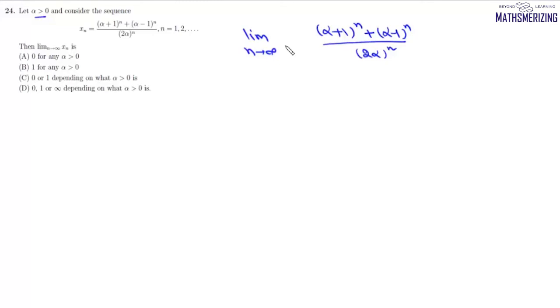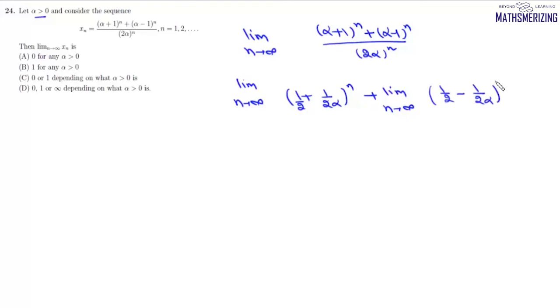Now what we'll do is, we'll consider this limit in two parts. We'll write the limit, and if we take the first part, it will be limit n tends to infinity of 1 by 2 plus 1 by 2 alpha to the power n, plus limit n tends to infinity of 1 by 2 minus 1 by 2 alpha to the power n. Now we consider this first limit, which is limit n tends to infinity of 1 by 2 plus 1 by 2 alpha to the power n.